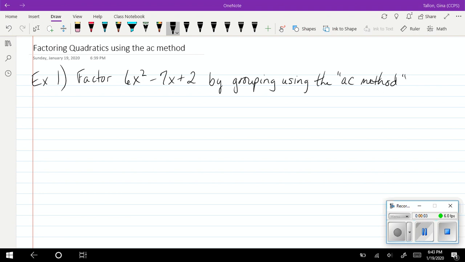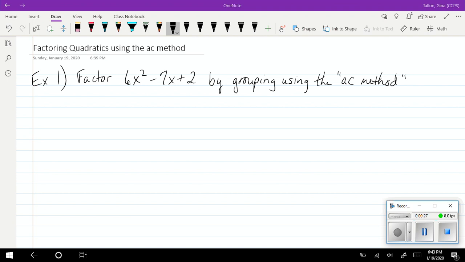Okay, everybody, we are going to factor quadratics using the AC method. The more mathematical terminology for that would be to say we're going to factor by grouping. But quote unquote, the AC method seems to be what everybody calls this. So I have both terminologies down here for you. I have this quadratic, 6x squared minus 7x plus 2, and I'm going to factor this thing.